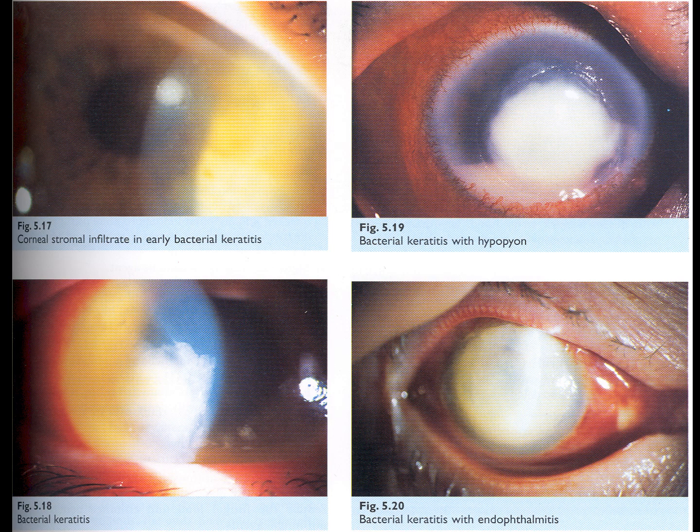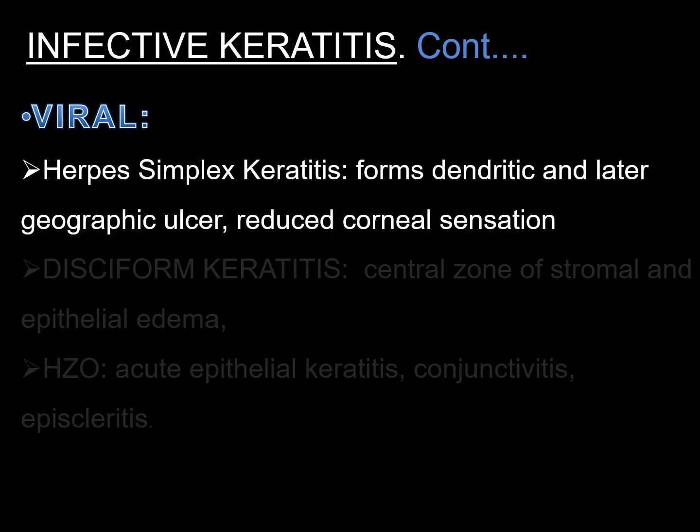Then here's just another picture of bacterial keratitis, and in this case the patient has bacterial keratitis and endophthalmitis, so the infection has spread right through the cornea and infected the entire globe. And this is a very dangerous condition for the eye, because it means that there's an abscess in the vitreous cavity of the eye, which is very difficult to manage, whether medically or surgically.